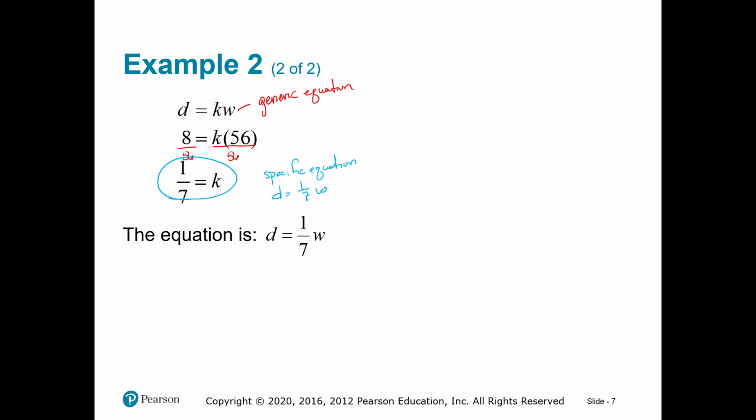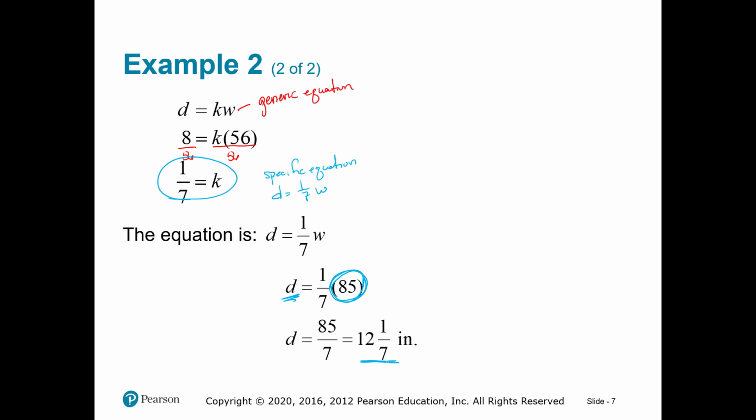That's our specific equation. Now, back in the story, they had the question. And the question was, when the weight is 85 pounds, what will the distance be? So they plugged in the 85 pounds, and they do the work, and the distance will be 12 and 1/7 inches. So please remember to always check the directions.